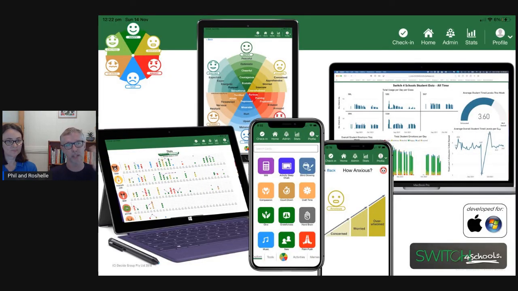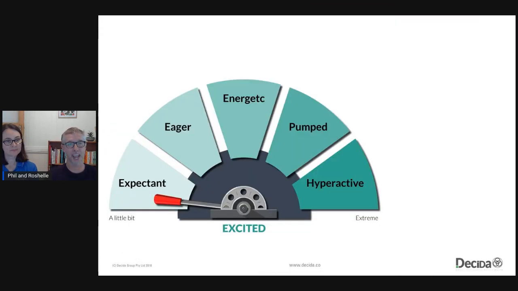Now this is why we've developed Switch for Schools, primarily to be able to give teachers and students in the moment tools to be able to develop those sorts of things. But we've also got a Switch app, which you can look about and download at any time, which gives you a lot of these things.